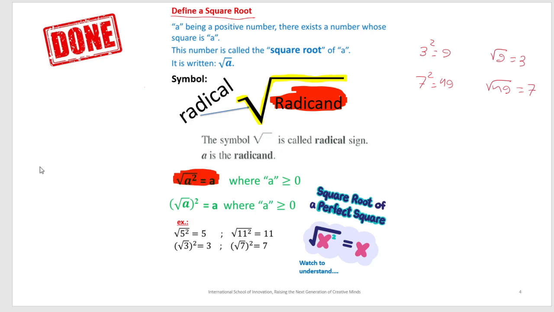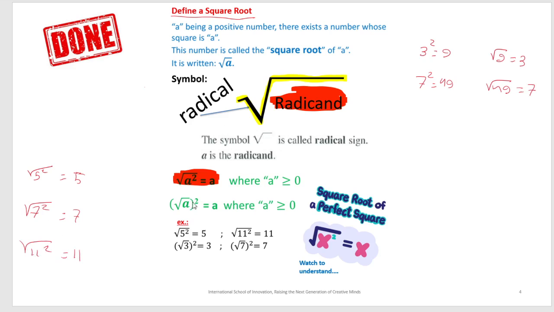For example, radical 5 squared equals 5. You should remember those ideas before we start the new lesson. Radical 7 squared equals 7, radical 11 squared equals 11, and so on, where a is positive.